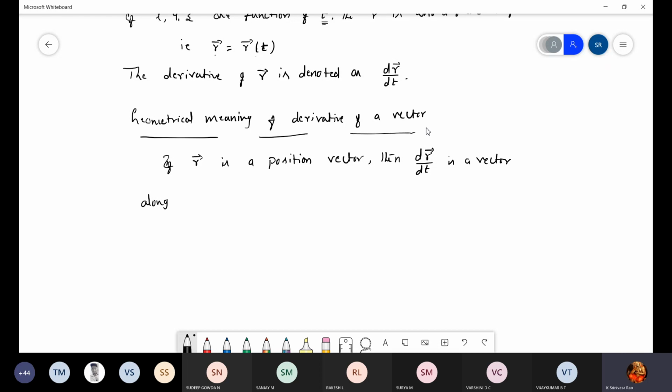The same way here, if r is a position vector, then dr by dt is a vector along the tangent. Take down: along the tangent.